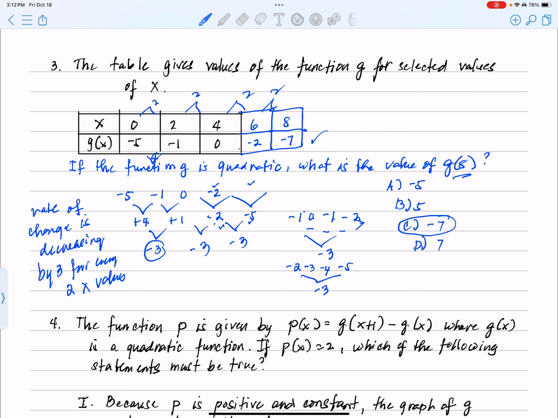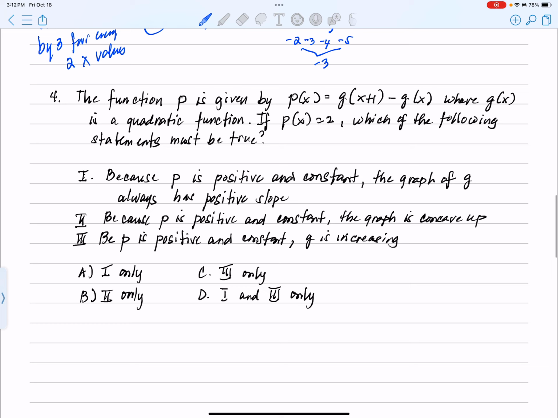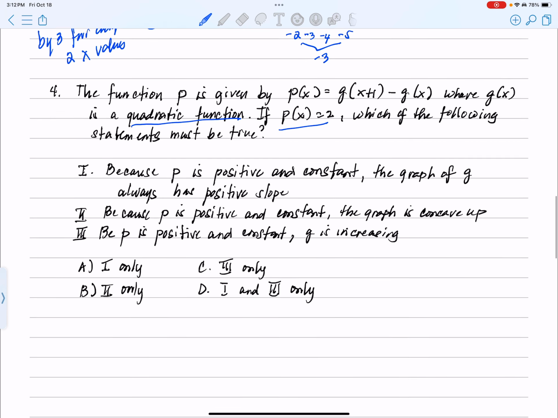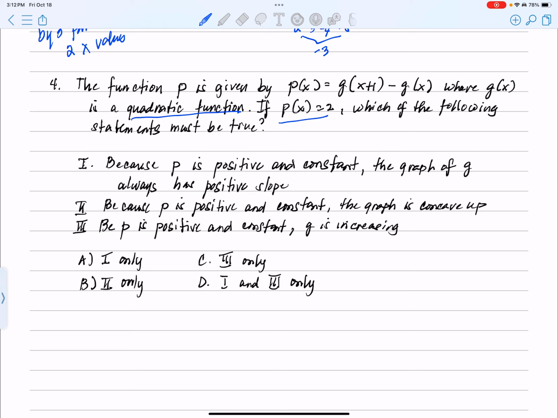All right. Let's have this question. The function p is given by p of x equals g of the quantity x plus 1 minus g of x, where g of x is a quadratic function. If p of x is equal to 2, which of the following statements must be true? If you look at these statements, all of them are saying positive and constant, positive and constant. What we're going to do is figure out which one is true and which one is not.